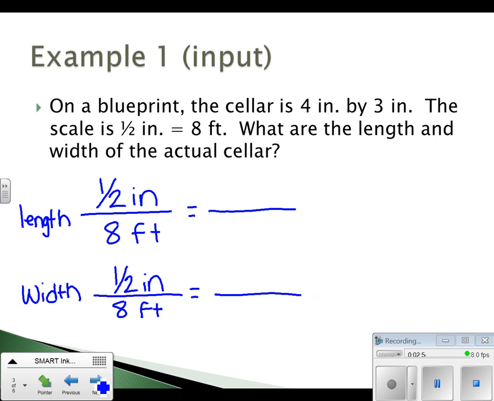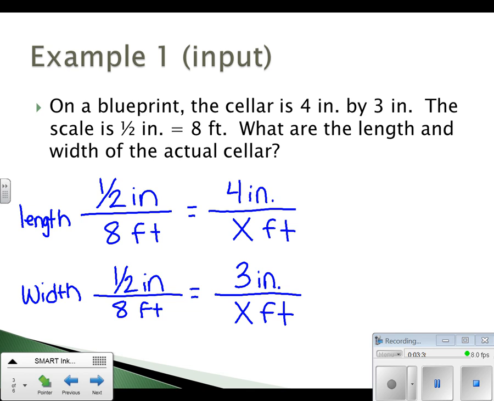So what we have here, 1/2 of an inch represents the drawing, 8 feet represents the actual room. On the drawing, it's 4 inches for the cellar. We want to know actually how many feet that's going to be. And then we know the other dimension is 3 inches on the blueprint, and we want to know what's the actual dimension in feet. So in these two proportions I went drawing to actual cellar, drawing to actual cellar. You can see I have inches both on the top and feet both on the bottom. And so now we can solve our proportions.